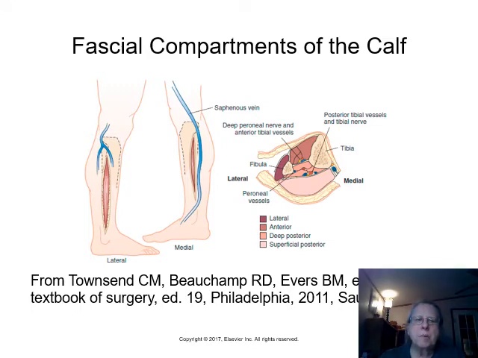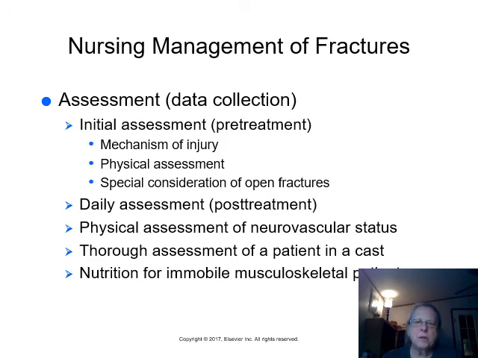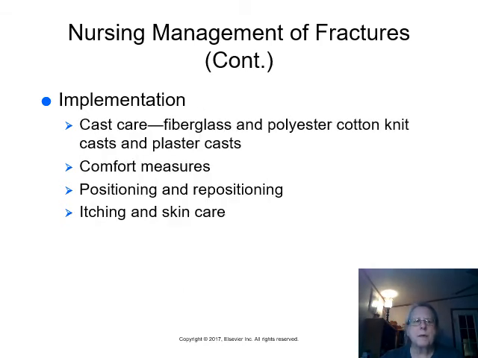Here is a picture of it. So this is an incision on both sides of the leg where they cut through the fascia, opening this up and relieving that pressure as well. Nursing management, once again, assessment. Initial assessment, we need to know what is the mechanism of injury. The physical assessment, we need to do special considerations of open fractures. Knowing open fractures here are problematic.